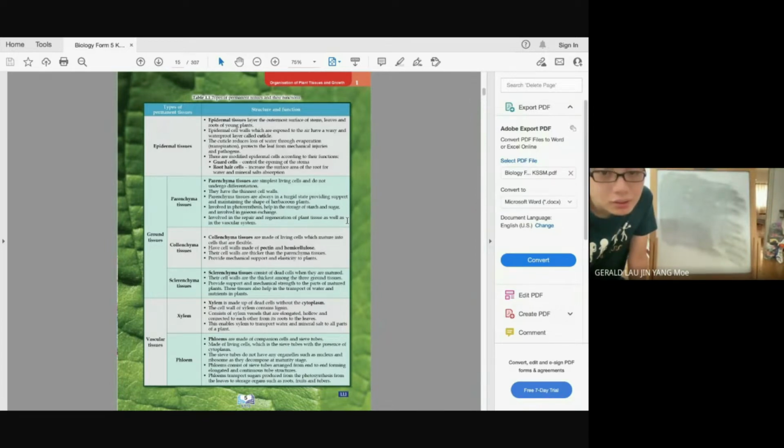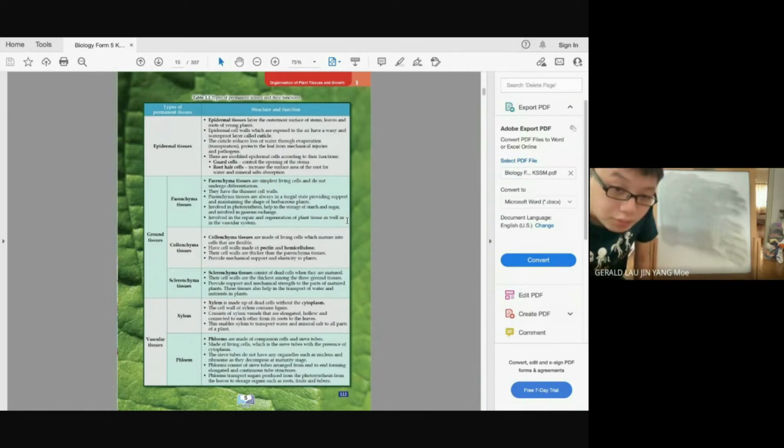Made of living cells, sieve tube with the presence of cytoplasm. Sieve tubes do not have any organelles such as nucleus and ribosome as they decompose at maturity stage. So phloem consists of sieve tubes arranged from end to end, forming an elongated and continuous tube structure. Later on we'll also see the diagram.